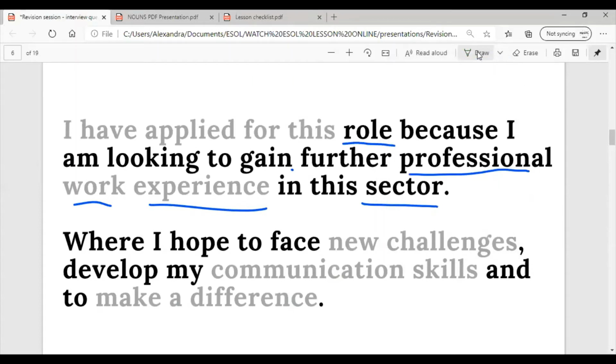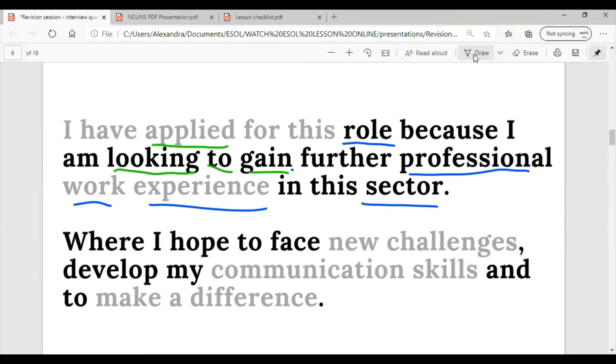We've got I have applied for this role because I am looking to gain further professional work experience in this sector. And now we've got 2 different kinds of tenses in this sentence. So the applied, the ed, is the past tense, but the ing and to gain is the future. So it's the sentence that we've got both the past and the future in it.